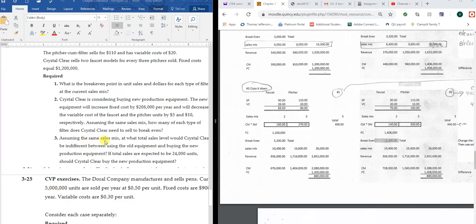Assuming the same sales mix, at what total sales level would Crystal Clear be indifferent between using the old equipment and buying the new production equipment? If total sales are expected to be 24,000 units, should Crystal Clear buy the new production equipment? So actually there's 2 questions there. At what point are they indifferent?